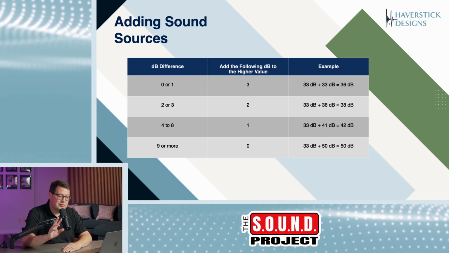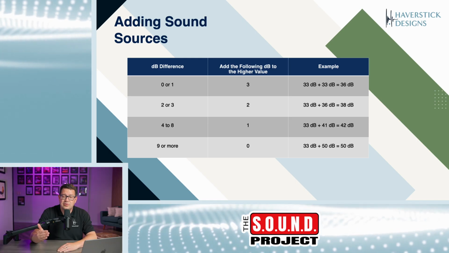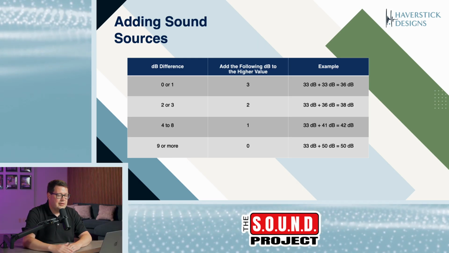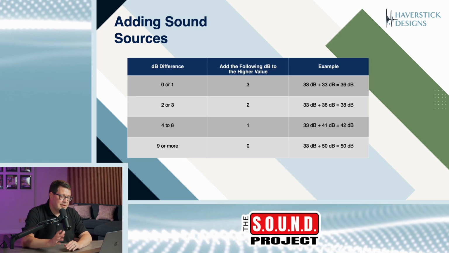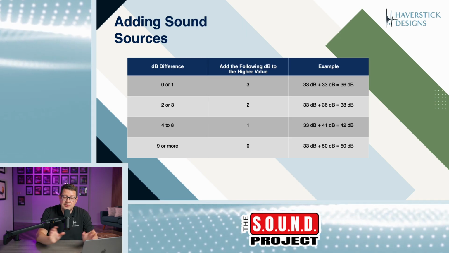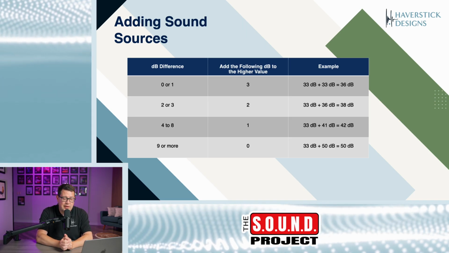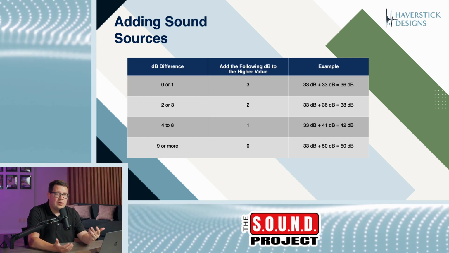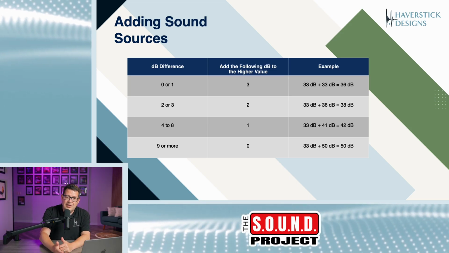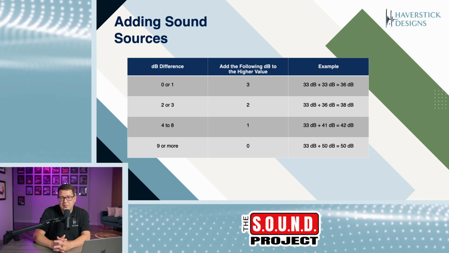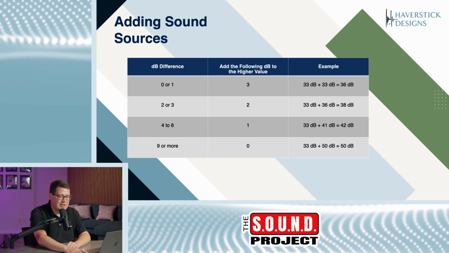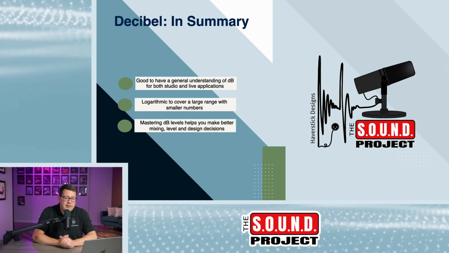If the difference between the 2 sound sources is 2 or 3 decibels, then you only add 2 to the higher value. So for instance, if it's 33 and 36, then you add 2 to that higher value, and that would be 38. For a 4 to 8 decibel difference, you just add 1 to the higher value. So 33 decibels plus 41 decibels of 2 sound sources, you're going to end up with a 42 decibel end result when you sum them together. And if it's a 9 or more dB difference, it's just driven by the higher sound source. So if it's 33 decibels plus 50 decibels, the end result when you sum them together is just 50 decibels. So it's a useful chart if you have multiple sound sources and you want to add those decibel levels together.